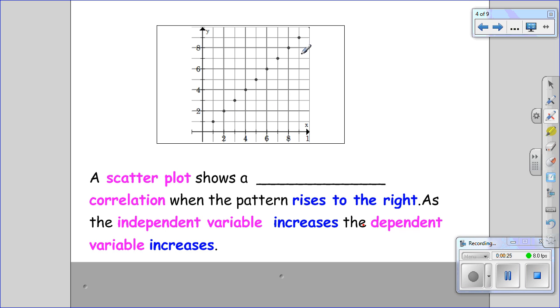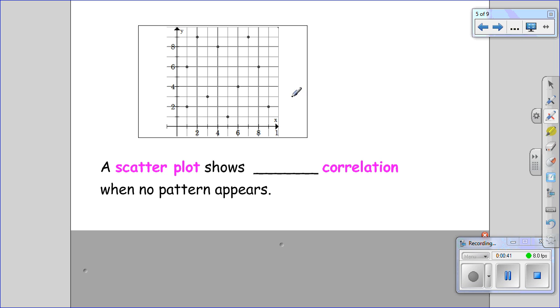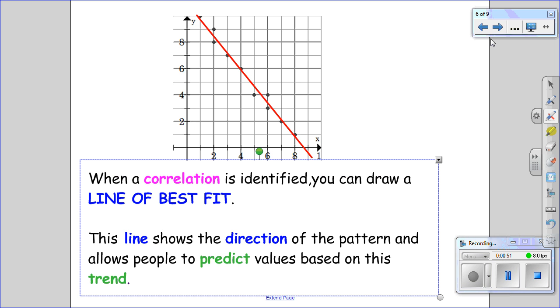This scatter plot shows a positive correlation because the pattern is rising to the right. What does that mean? As your independent variable is getting larger, so as we move right along the horizontal axis, the values along the vertical axis are also increasing. This scatter plot has points scattered all over the place. There is no correlation. There isn't an obvious pattern at all to this data.